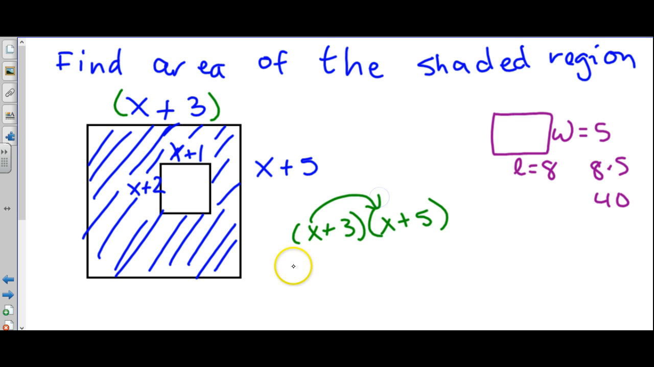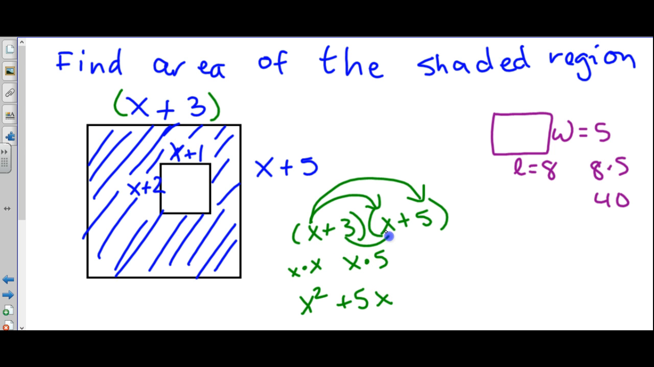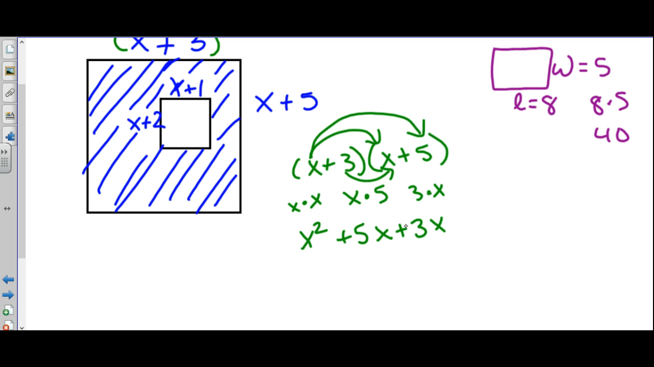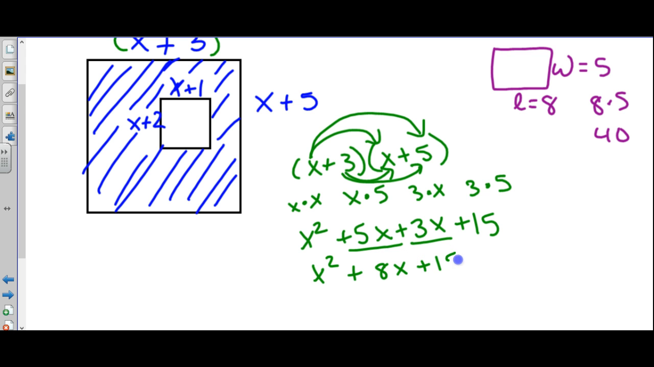First times first, x times x is x squared. Outer times outer, x times 5 is positive 5x. Inner times inner, 3 times x is positive 3x. And it's positive, so I should put a plus sign. 3 times 5, positive 15. And then we combine like terms. X squared plus, we combine the 5x and the 3x to get 8x. So x squared plus 8x plus 15.